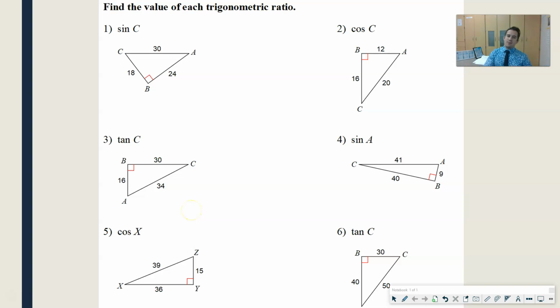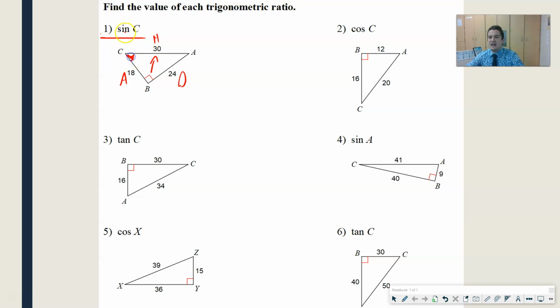So, for example, this is an example of what your homework might look like. One might say sine of angle C. So here's angle C right here. If I put my thumb on that angle right there, the side opposite the right angle is the hypotenuse. The side that I'm touching is the adjacent. The side that I'm not touching is the opposite.